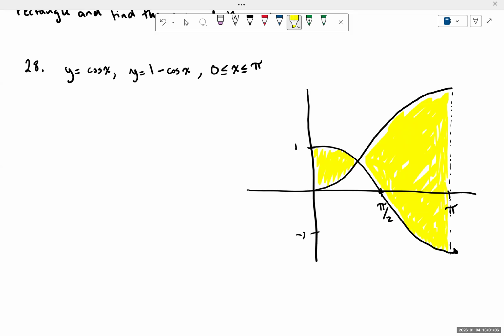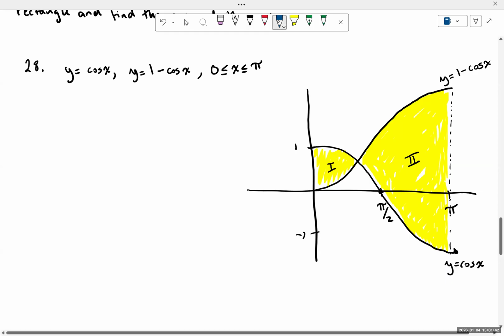And as you see, it changes things a little bit because I have to do these two as separate regions, right? We'll call this one 1 and this one 2. The first thing we graphed was y equals cosine of x, and that's this one. And the second one we graphed was 1 minus cosine of x, which is this one. So on region 1 and on region 2, the top curve is different.